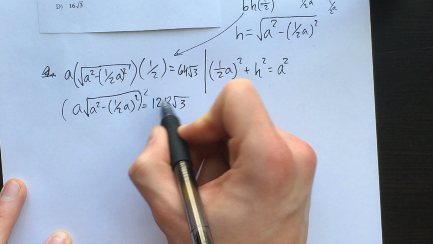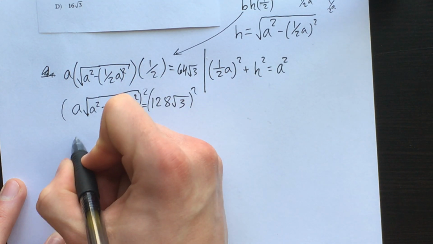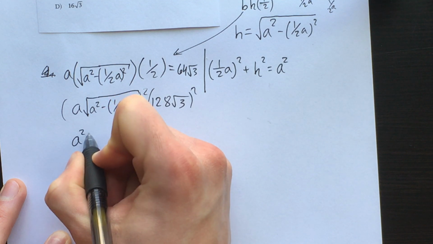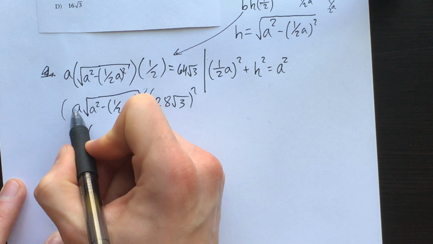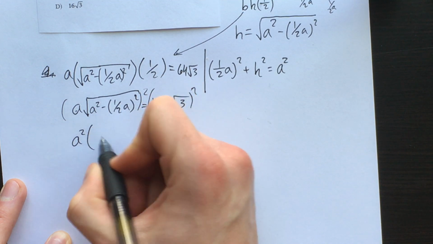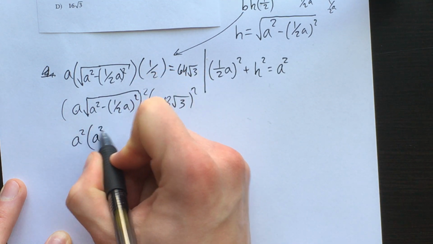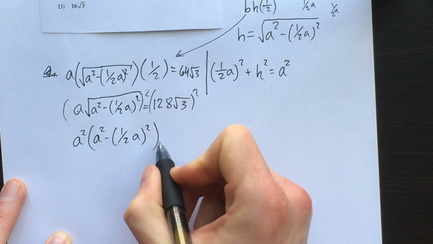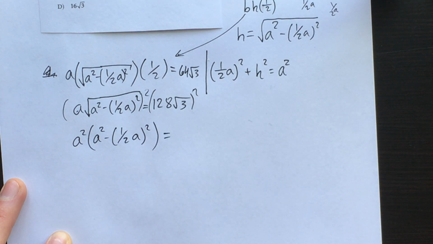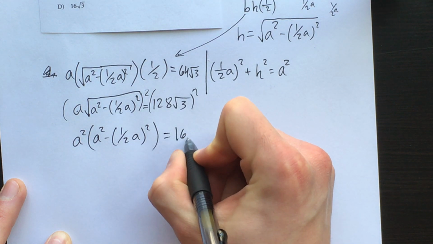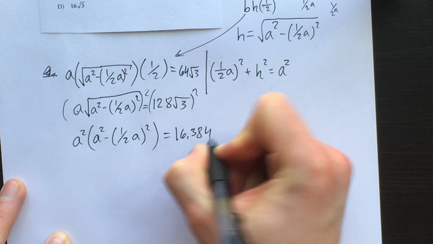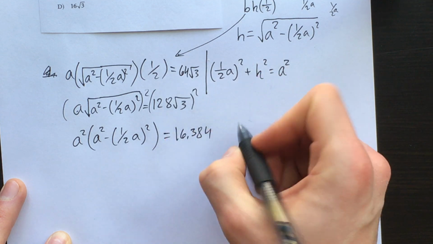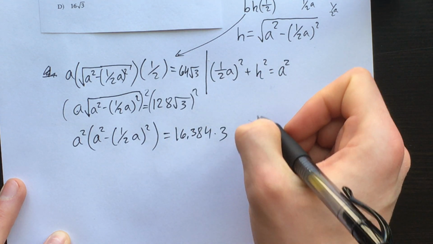So if you square this side and square this side to get rid of all the square roots, here you basically get a squared times, so it's like a times a, and then this times itself, so that just removes the squares, so it's a squared times a squared minus 1/2 a squared, equal to, same thing here, 128 times 128, which is equal to a very large number, 16,384 times square root of 3 times square root of 3 is just 3, so just times 3.